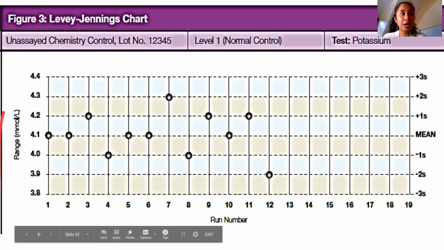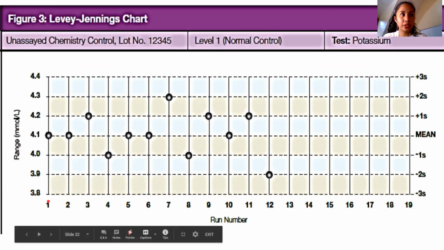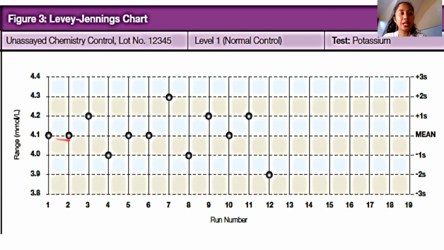So, it says the y-axis represents the results of the controls. The x-axis is the day. So class, every day the quality control results are performed. It says an acid chemistry control, level 1, potassium. So here, the medtech is performing a quality control test on potassium. On day 1, the quality control result is 4.1. On day 2, 4.1 still. On day 3, 4.2. On day 4, 4.0. On day 5, 4.1. On day 6, 4.1 still.